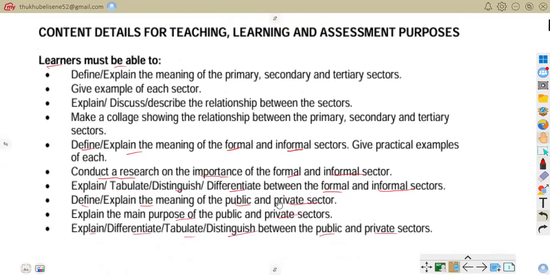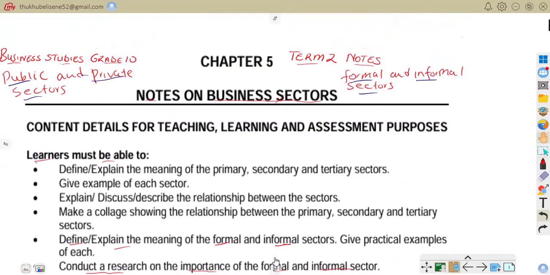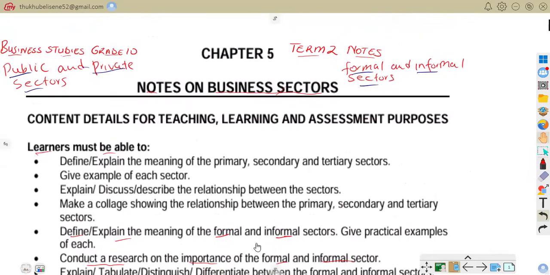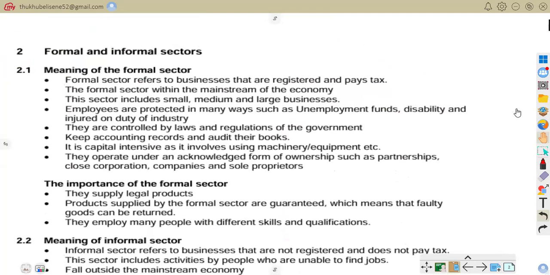So learners must know all this at the end of this presentation. Now let us quickly go to the formal and informal sector. We are going to start with the meaning of the formal sector.